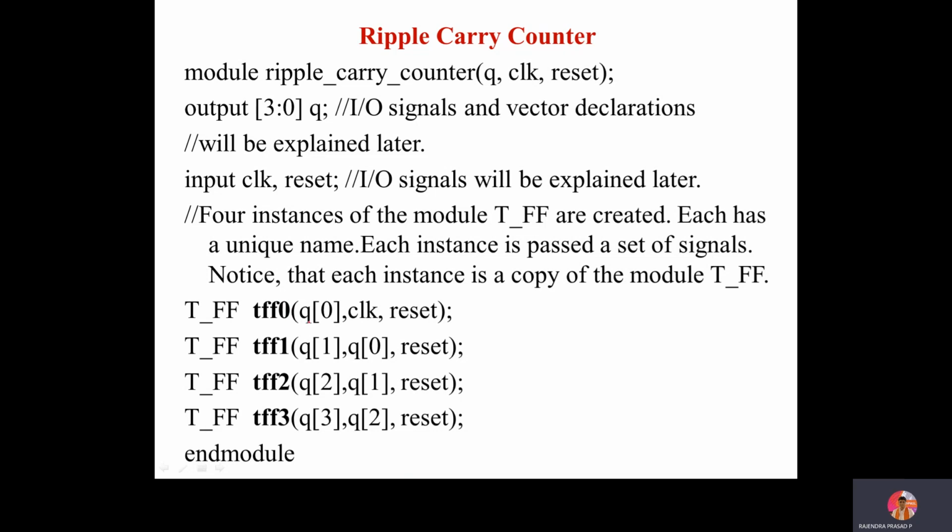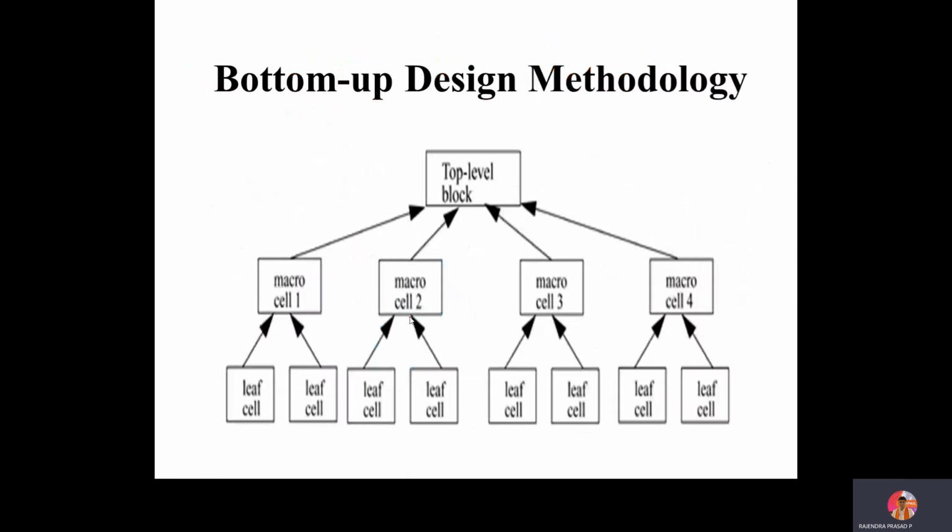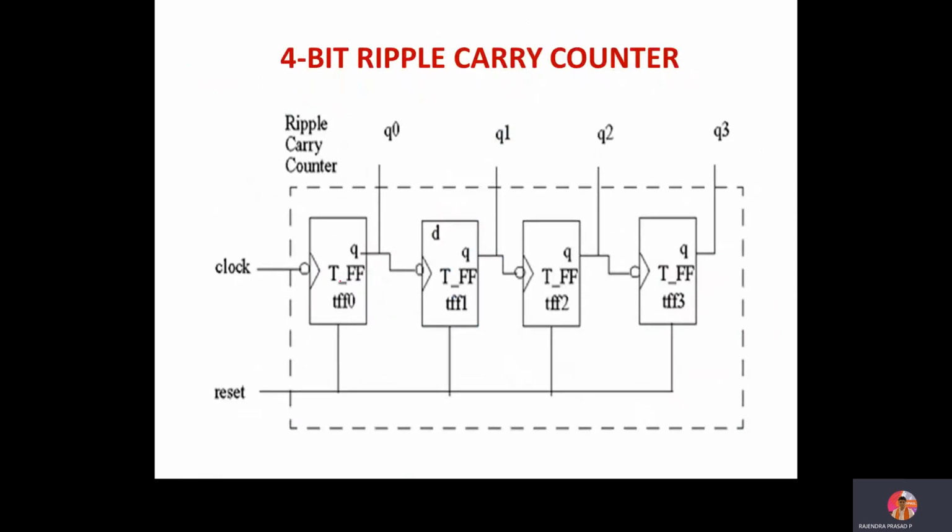And what is the output of this first T flip flop? It is Q of 0. And what is the input? Clock and reset. See, in the block diagram which I am going to show here, these are the 4 instances. TFF0: what is the input? Clock and reset. And what is the output? Q of 0. Similarly, what is the input for TFF1? Q0 is one input and reset is the other input, and the output is Q of 1. What is the input for TFF2? Q1 is the input, reset is the input. What is the input for TFF3? Q2 is the input, reset is the input.